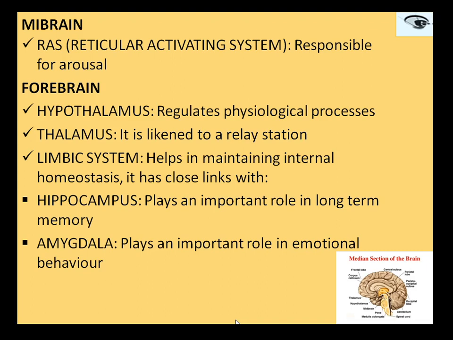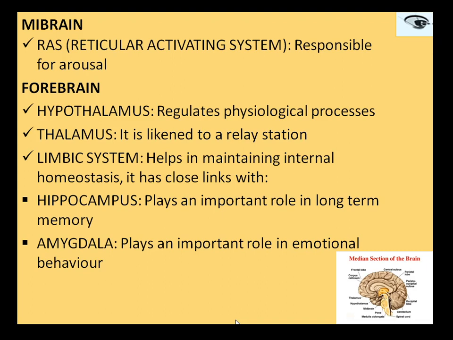And what is the most important function of RAS? It is responsible for arousal. It is this particular system in the midbrain which makes us alert and active because it regulates the sensory inputs. And it is also helpful in selecting information from the environment.